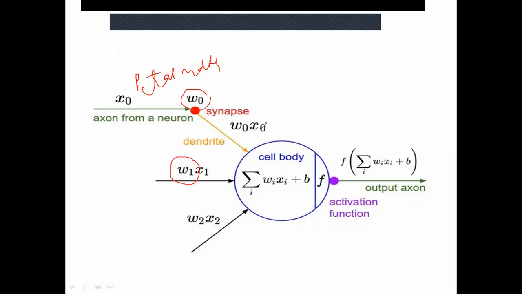Now, what is the cell body doing over here? It will process this information. How is it processing the information? First of all, it is taking the summation of all these inputs multiplied by their weights. That means X0 W0 plus X1 W1 plus X2 W2. Next, it is adding bias to this. Why is it adding the bias? In order to classify the data properly. Okay, so I think this is clear.